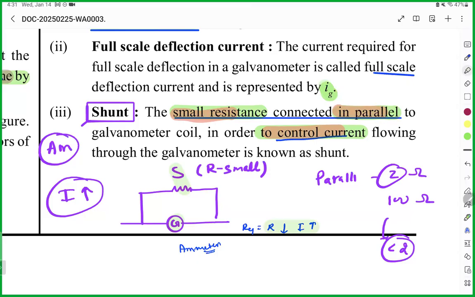So remember, shunt is always connected in parallel. It is used in an ammeter, measuring the current. Here current is increased because resistance will be less. Any doubt, guys?